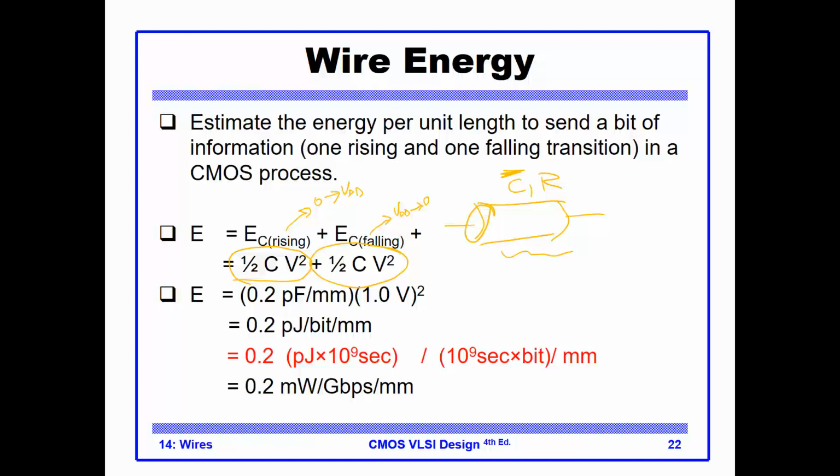Now, if we have a wire which is 1 millimeter, C equals 0.2 picofarad, and let's assume VDD of 1 volt. In this case, I can estimate the energy to charge and discharge this wire to be 0.2 picojoule, or 0.2 milliwatt at gigabits per second per millimeter.